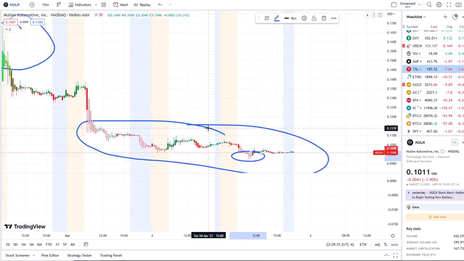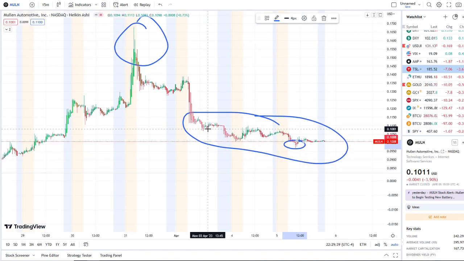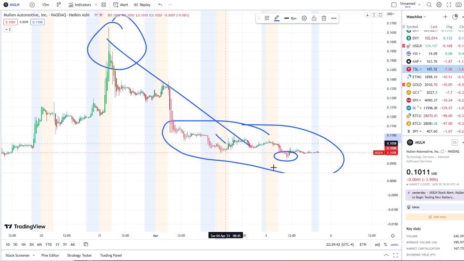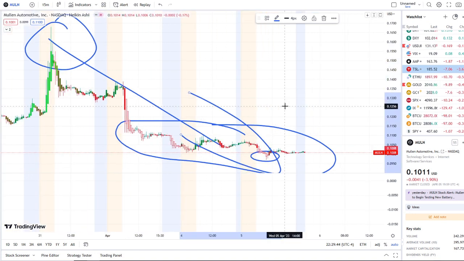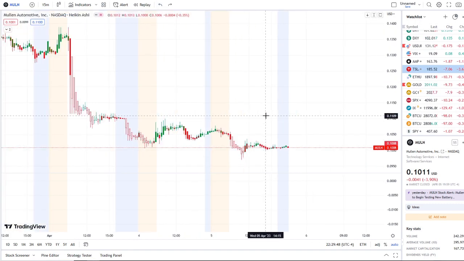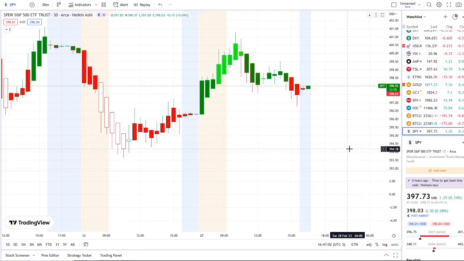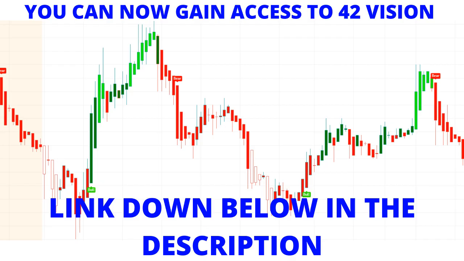And if this is your first time coming across the channel, this is 42 Vision, which allows us to see the dips from the rips to the dips, and where the strength and weakness lies within the charts. And we also use our bull and bear indicators and inflow versus outflow as an extra layer of confirmation, which I'm going to pull up here and you can now gain access to as well.